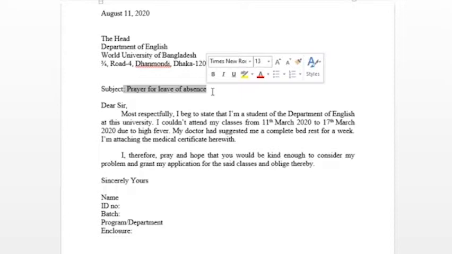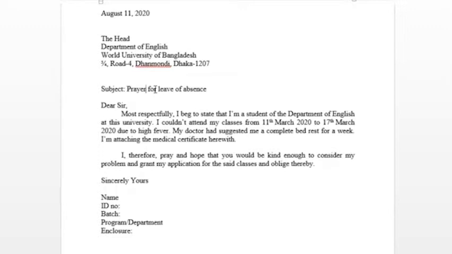But one more thing, very, very important. Prayer for leave of absence sounds very, very old-fashioned. So what you do is you replace this prayer with application. Okay, so application for leave of absence sounds good. It's normal nowadays, so you can use it, but never use prayer for, because you're not praying to someone. This is kind of a colonized concept, and we have to get out of that concept.